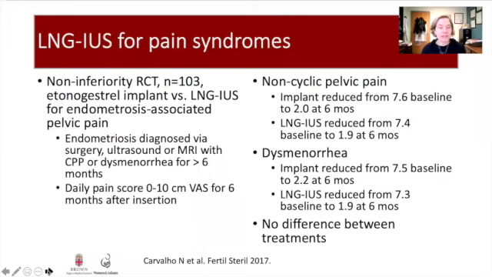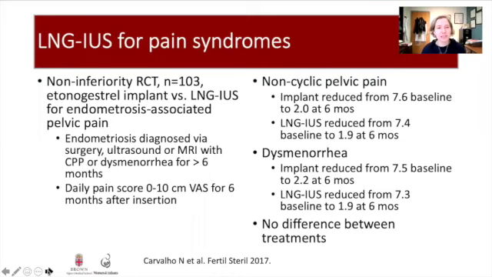Finally, I'd like to touch on the use of the levonorgestrel IUS for pain syndromes. This was a randomized controlled trial that compared the etonogestrel implant to the levonorgestrel IUS for endometriosis-related pain. Participants were randomized to the treatment and then recorded daily pain scores for 6 months. Both methods worked extremely well in reducing both non-cyclic pelvic pain and dysmenorrhea, which was defined as pain during bleeding episodes. But there was no difference between the two methods.